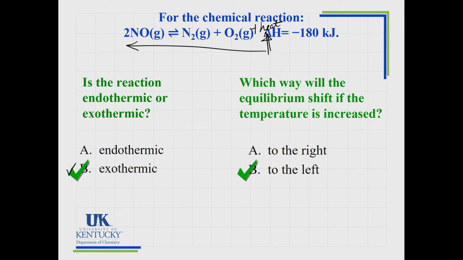Let's ask this question. Does that match the statement that we had earlier, which said that adding heat favors the endothermic reaction? Well, this reaction is exothermic as written in this direction. So if we add heat, we're pushing it in the opposite direction, which is in the direction of being endothermic, right? Because as written, it's exothermic.